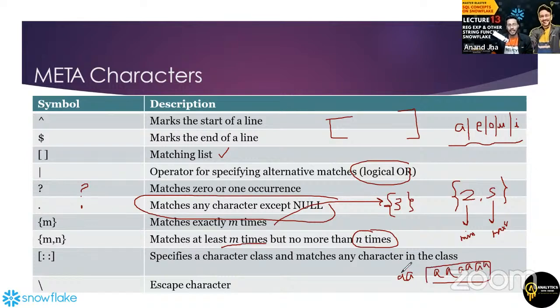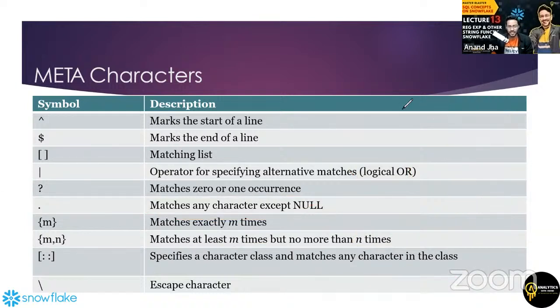Not more than N times, but M times. So in this case, my count will be 1 only, not 2. We'll see this, but you can't do vice versa. Yes, at least M times, but not more than N times. That is the one. Next is your square bracket and colon.